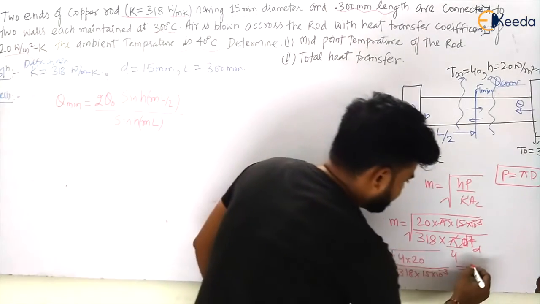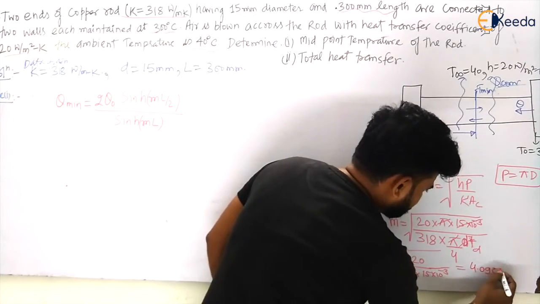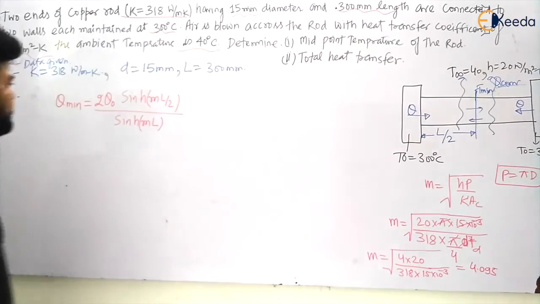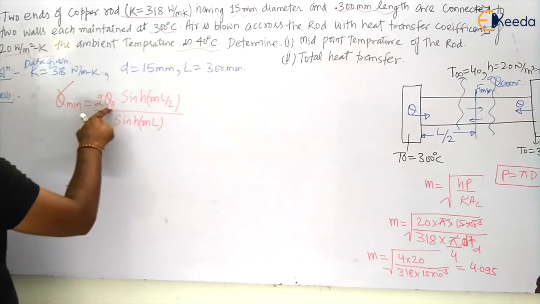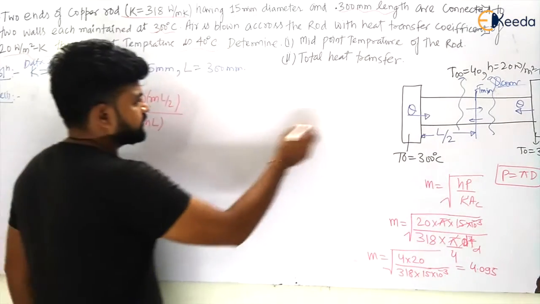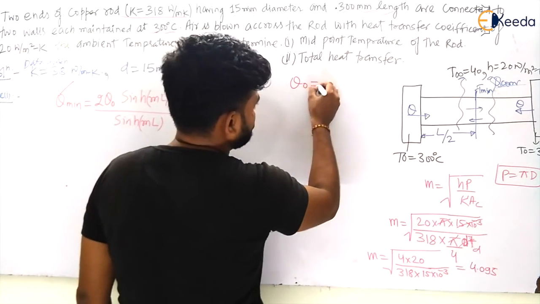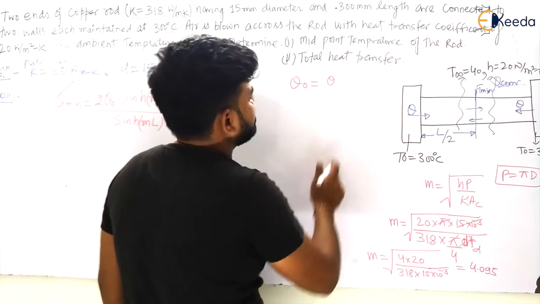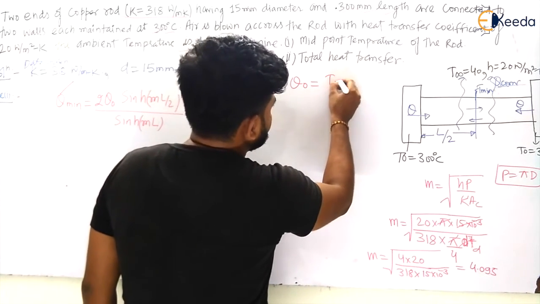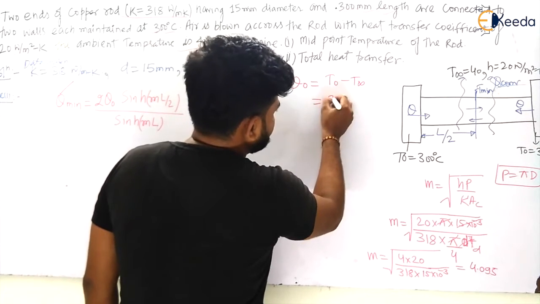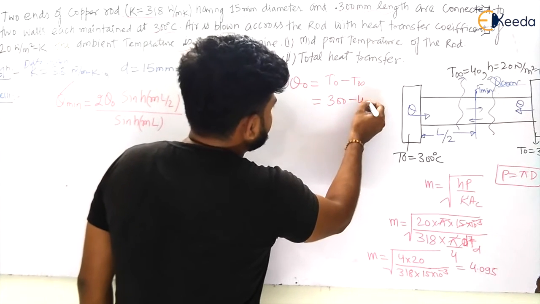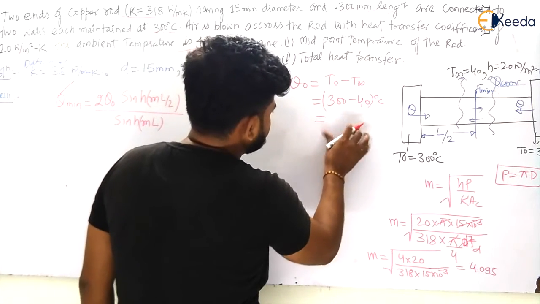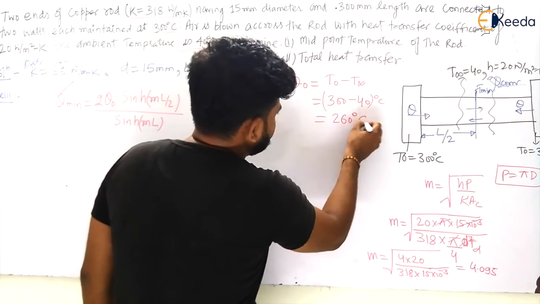This will become 4.095. So now we have the value of m. So can I calculate the value of theta minimum if I know theta naught? So what is theta naught, my dear student? Theta naught you can easily calculate. Theta naught is equal to t naught minus T infinite. Simple. So this will be 300 minus 40 degrees Celsius. So this will become 260 degrees Celsius, my dear students.